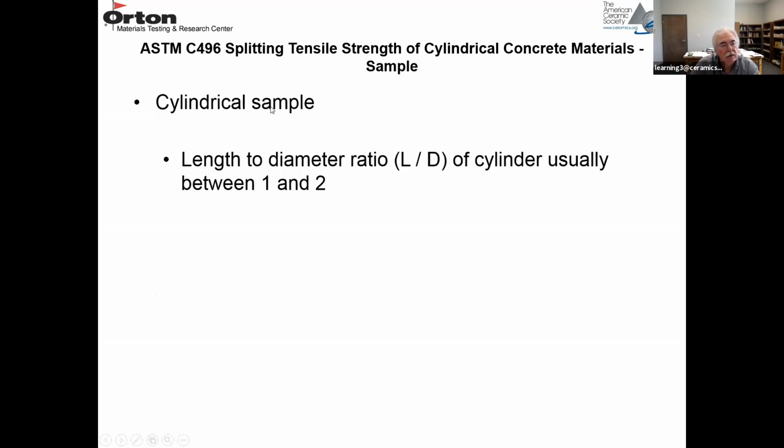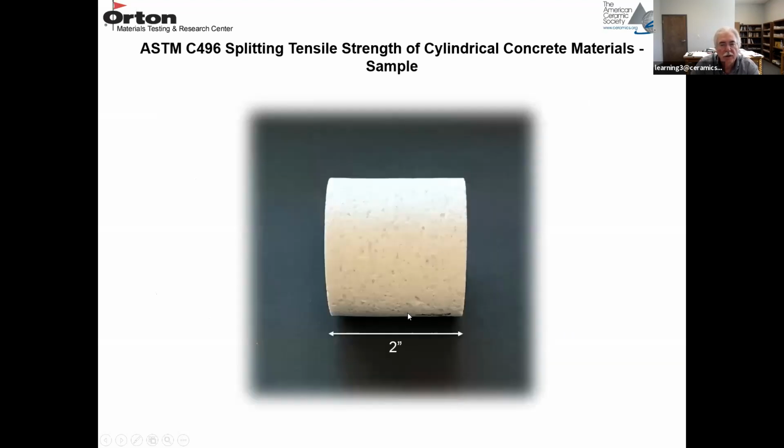The sample is cylindrical and the length to diameter ratio, L to D, is usually between 1 and 2. So here's a cylinder for a dimensional compression. It's been core drilled with a diamond core drill and the ends are cut with a diamond blade. It's 2 inches long and about 2 inches in diameter.